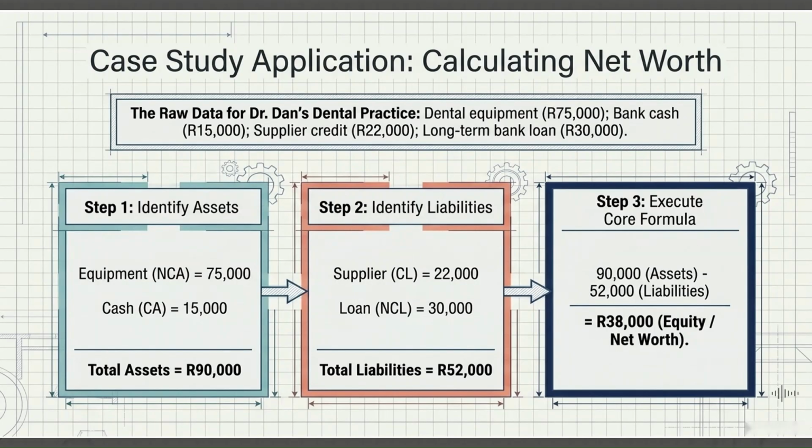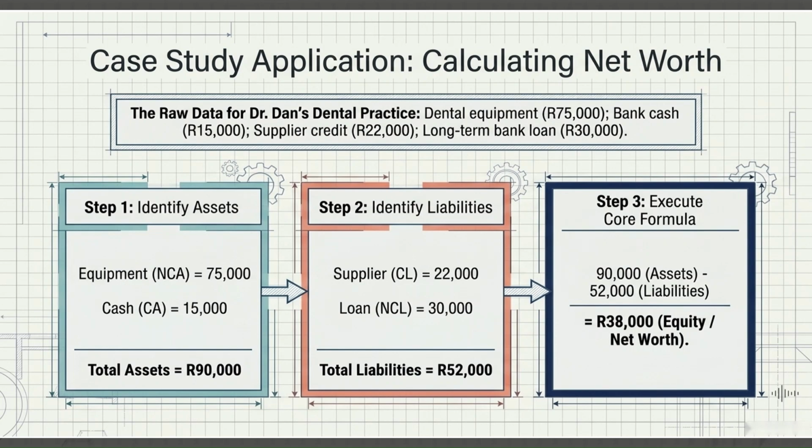Dr. Dan has opened a dental practice, and at the end of his first month, he reviews his financial position. Here is the raw data: dental equipment valued at 75,000 Rand, cash in the business bank account of 15,000 Rand, 22,000 Rand owed to a supplier for material bought on credit, and 30,000 Rand owed to the bank on a long-term loan. Work through it in three steps.